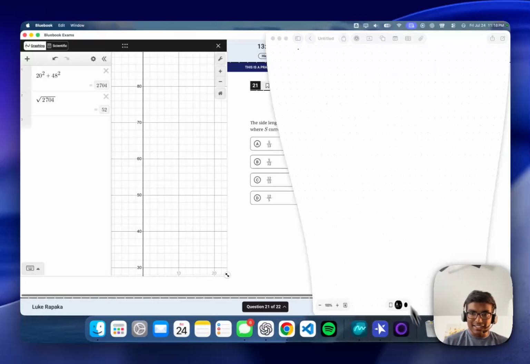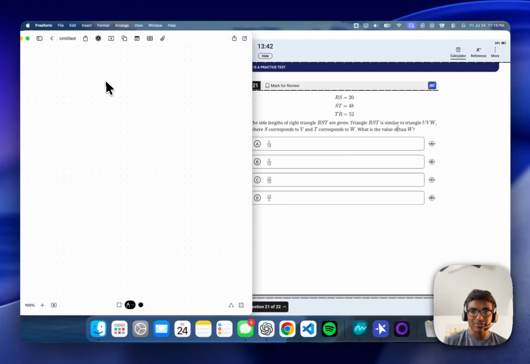So I can actually pull this out real quick and draw this out. So we know that the two legs, the two shorter sides, have to be 20. Sorry for this bad illustration. And 48, and the longest is 52. 20, 48, 52, right? So we know RS, and then this has to be T, right? Because it says RS is 20, so this is 20. ST is 48, TR is 52, right? So we have that. Triangle RST is similar to UVW. What is the value of tangent W?